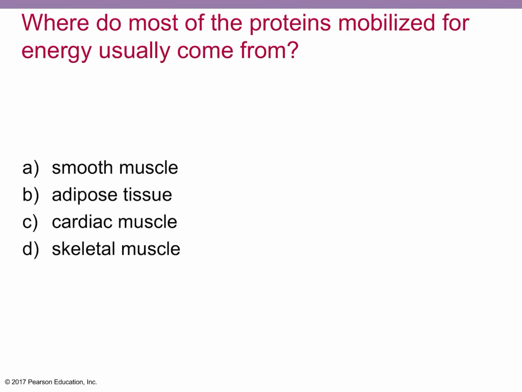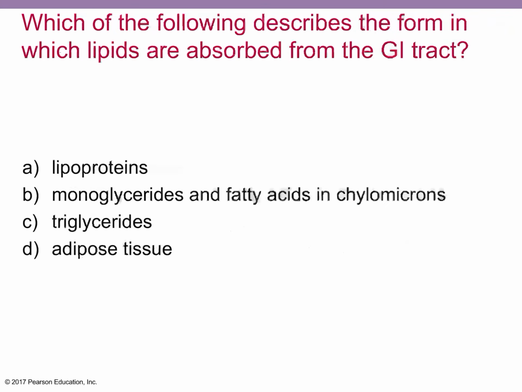Everything else is fine, but B is the correct answer there. Where do most of the proteins mobilized for energy usually come from? If you're mobilizing proteins for energy, your biggest protein store is skeletal muscle. Which of the following describes the form in which lipids are absorbed from the GI tract? The answer here is letter B, monoglycerides and fatty acids. They come in the form of chylomicrons, which are broken down by lipoprotein lipase.